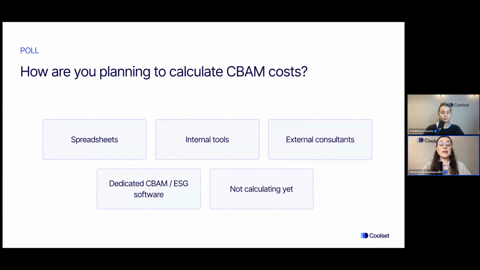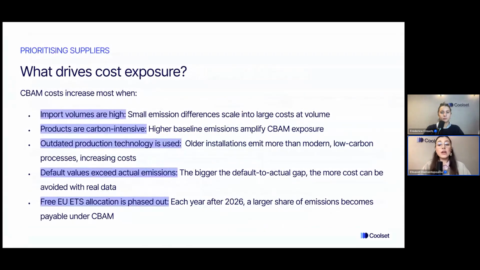And yeah, now we will move on to see how data can help you save costs, essentially. What drives cost exposure?